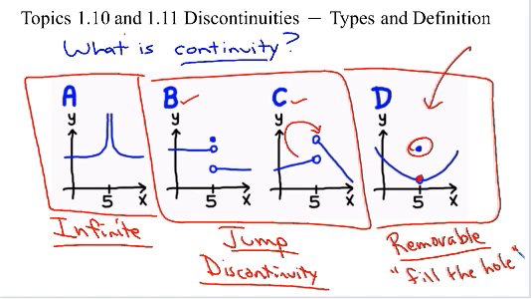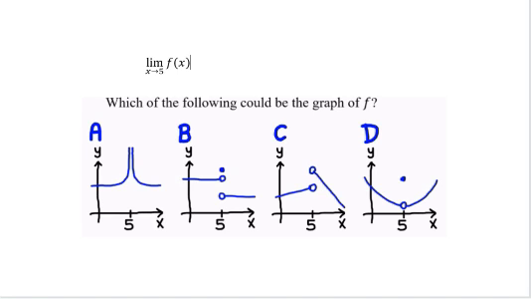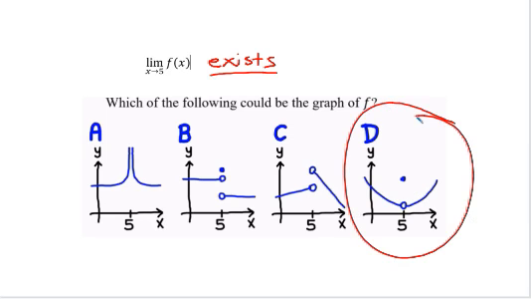So that gets us started with different kinds of discontinuities. Let's take a look at this first situation. We're told that the limit as x approaches 5 exists. These are the ones we just looked at, and this is just summarizing what we just said. The only one that has a limit as x approaches 5 is D. The others do not have a limit. Let's take a look at another one.